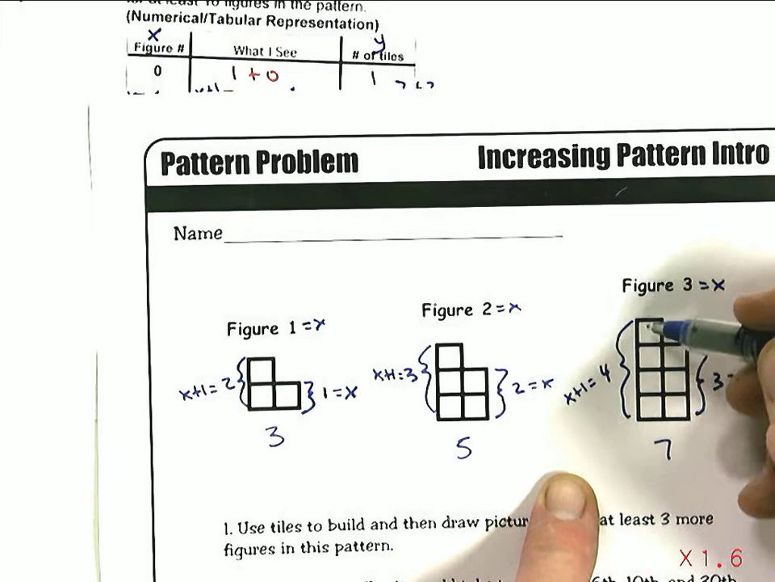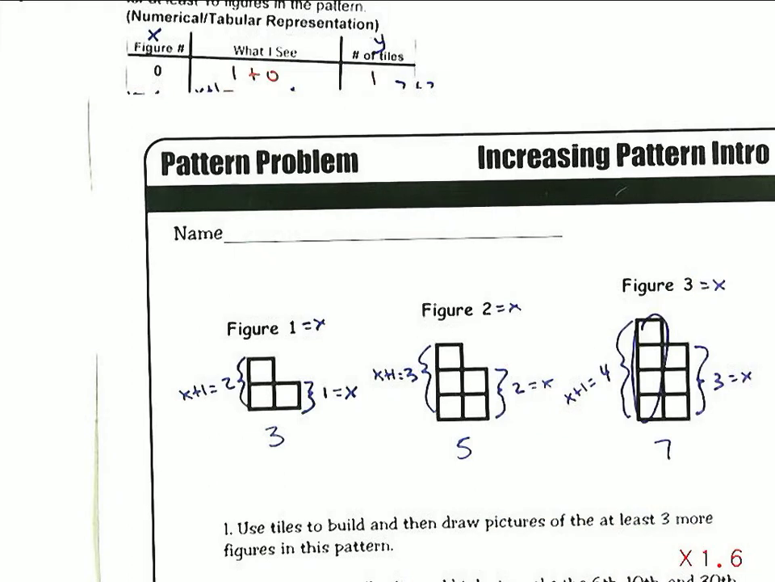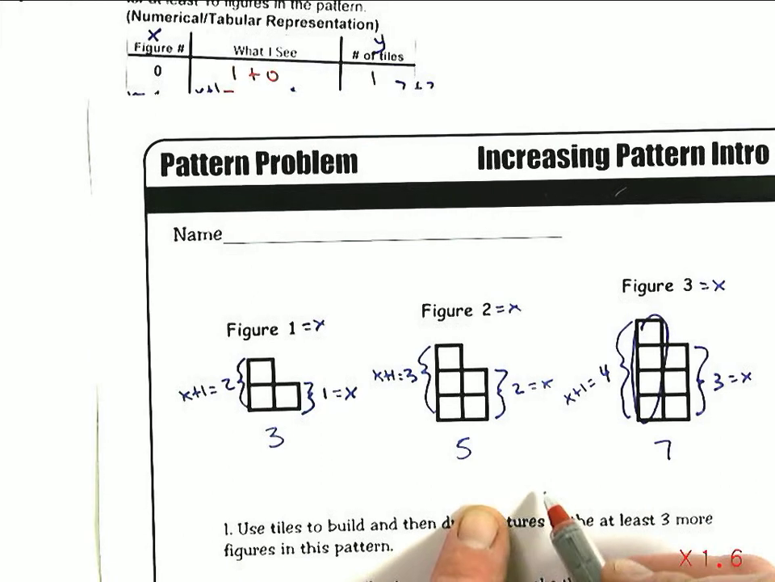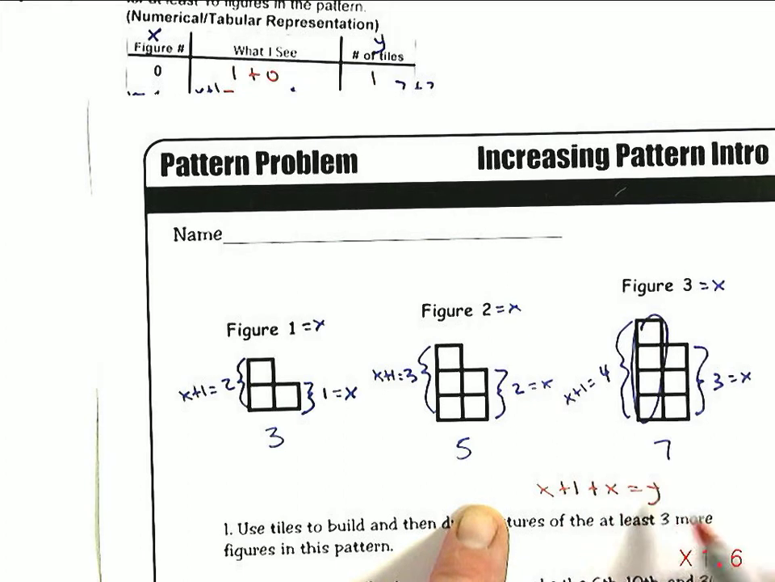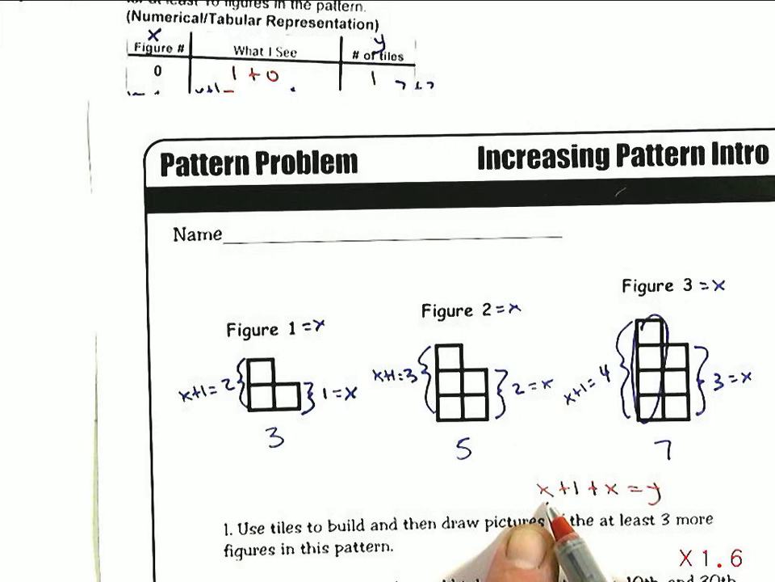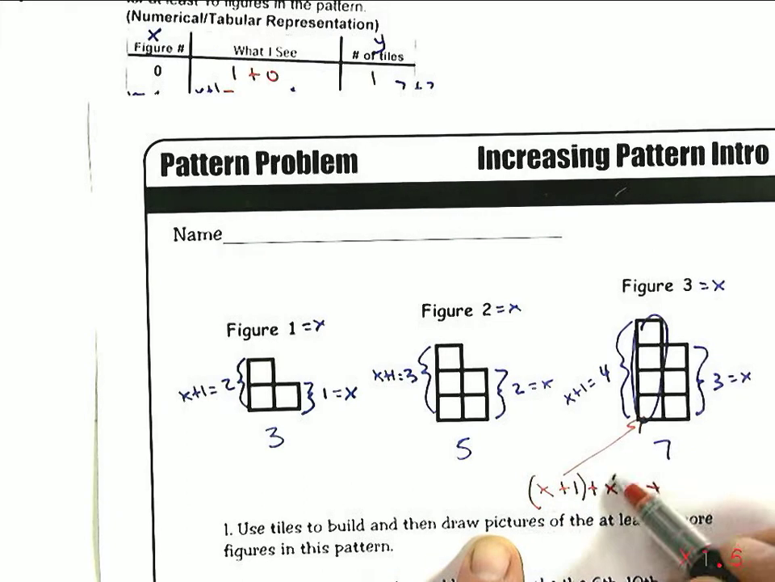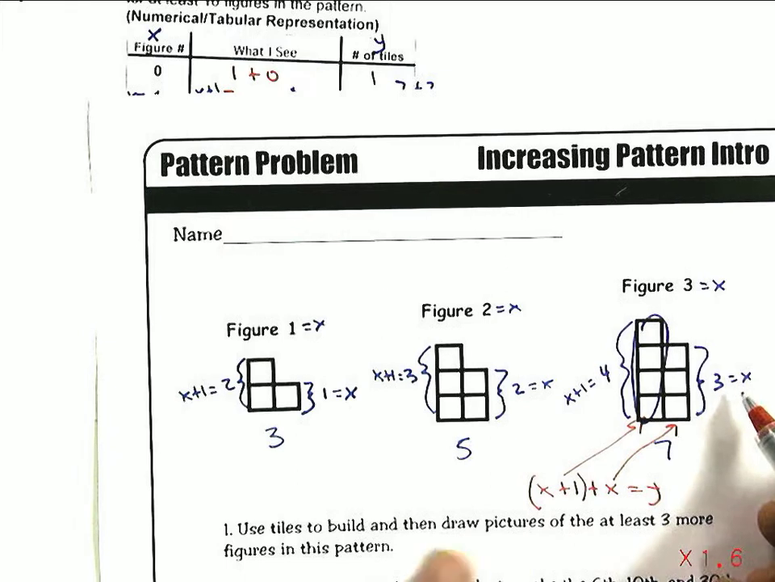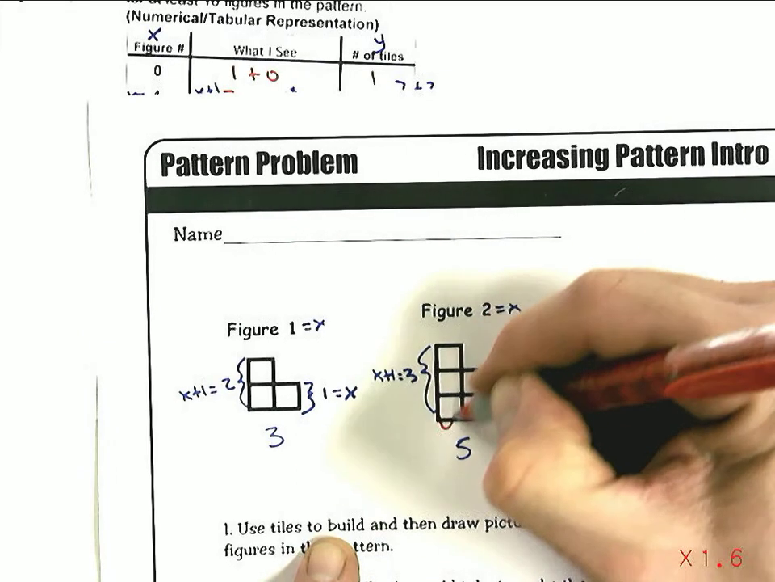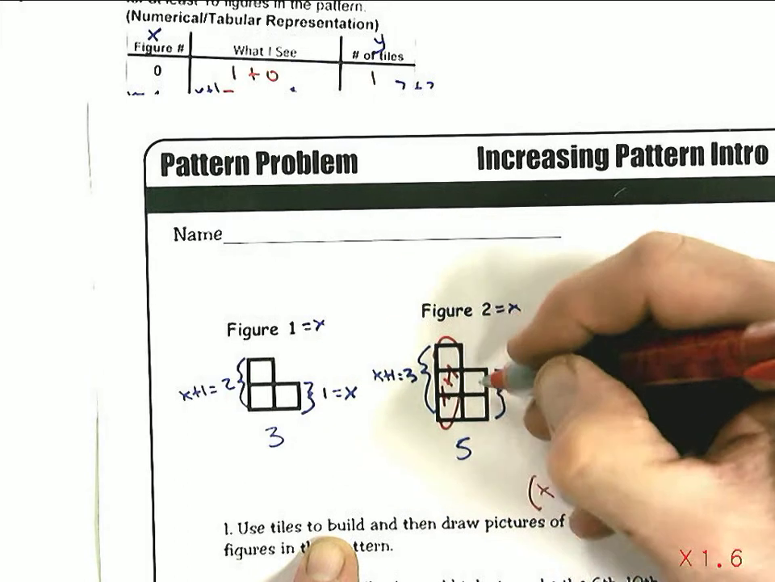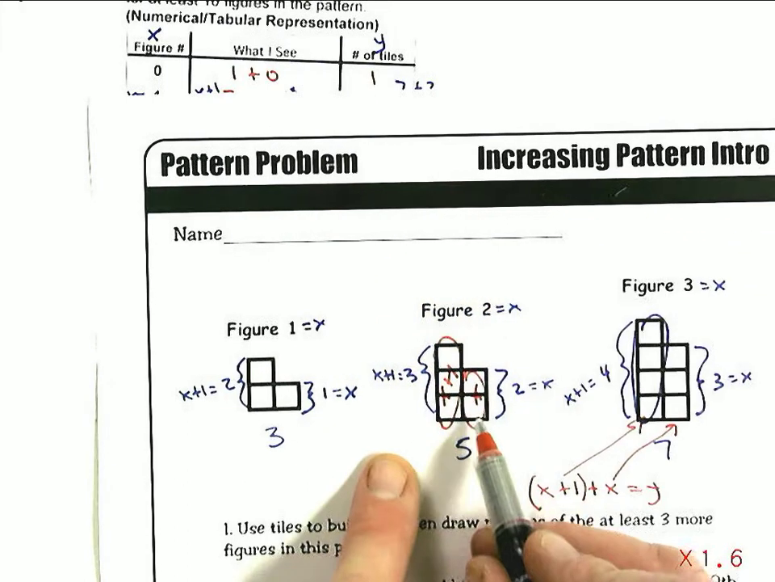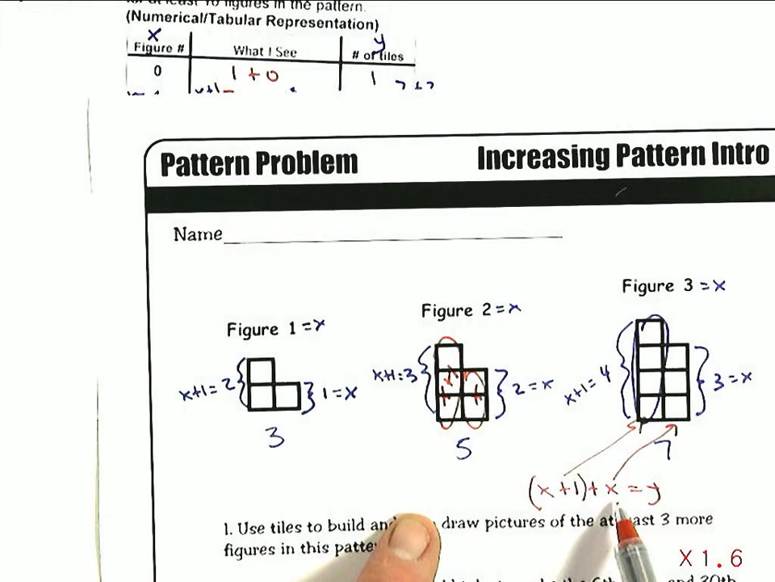So this is the context of this equation. I have an equation that says x plus 1 plus x equals y, equals the number of tiles. X is the figure number. Here's the x plus 1 part, and here's the x part. It's equal to the figure number. The same is true in each of these. Here's an x plus 1, and here's an x. So now you can see my equation, x plus 1 plus x.